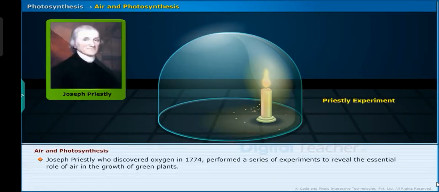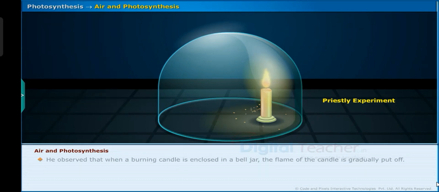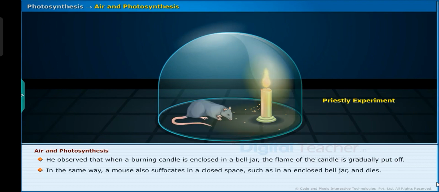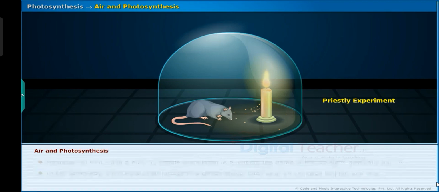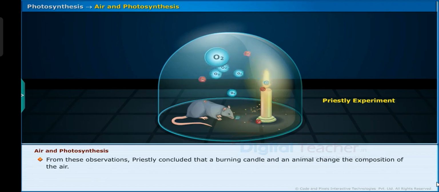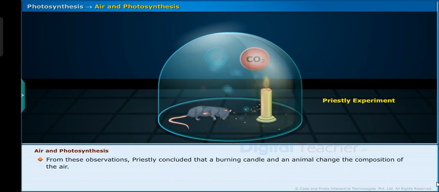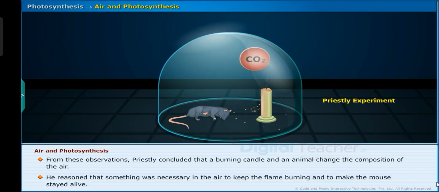Joseph Priestley, who discovered oxygen in 1774, performed a series of experiments to reveal the essential role of air in the growth of green plants. He observed that when a burning candle is enclosed in a bell jar, the flame of the candle is gradually put off. In the same way, a mouse also suffocates in a closed space, such as an enclosed bell jar, and dies. From these observations, Priestley concluded that a burning candle and an animal change the composition of the air. He reasoned that something was necessary in the air to keep the flame burning and to make the mouse stay alive.